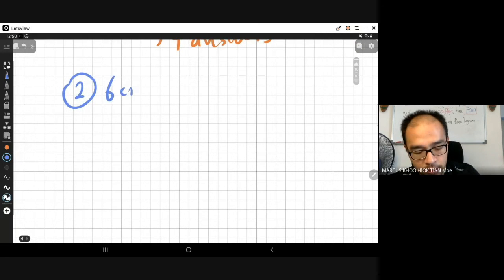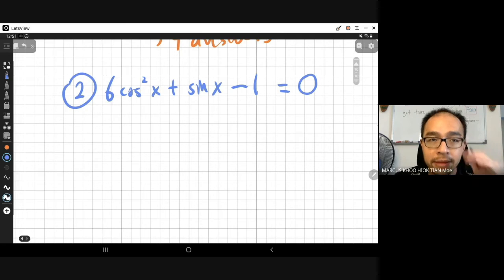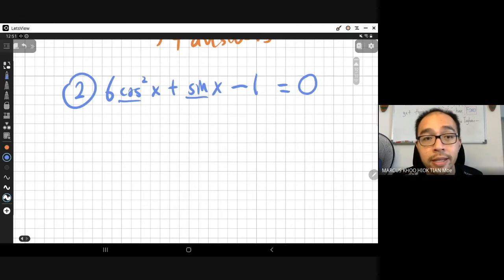Okay, 6 cos squared x plus sine x minus 1 equals to 0. Again, the same thing over here. You have 2 different functions. One is cos, one is sine. It's either you change everything become sine or you change everything become cos. Okay, what would you suggest? Anybody? Any suggestion?